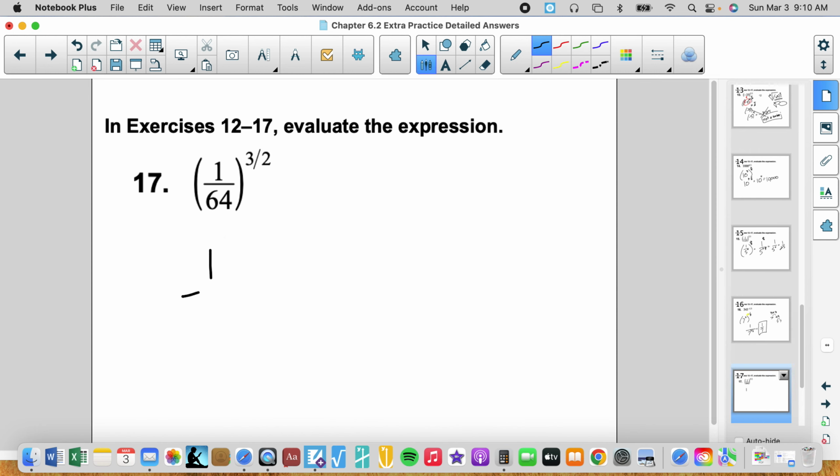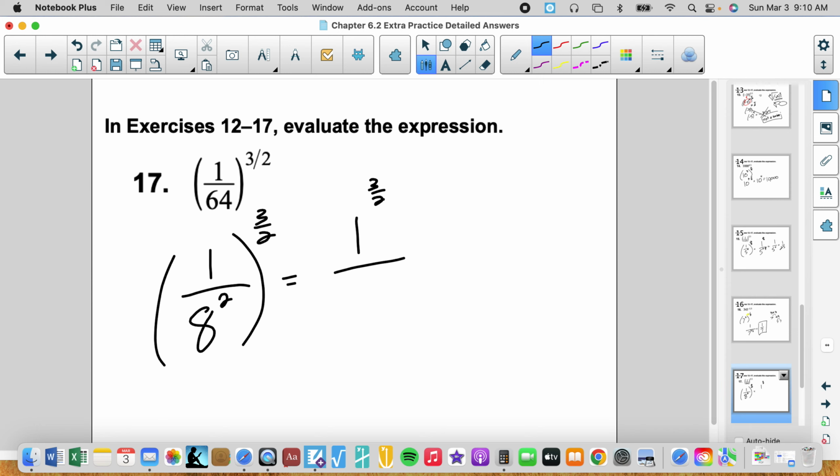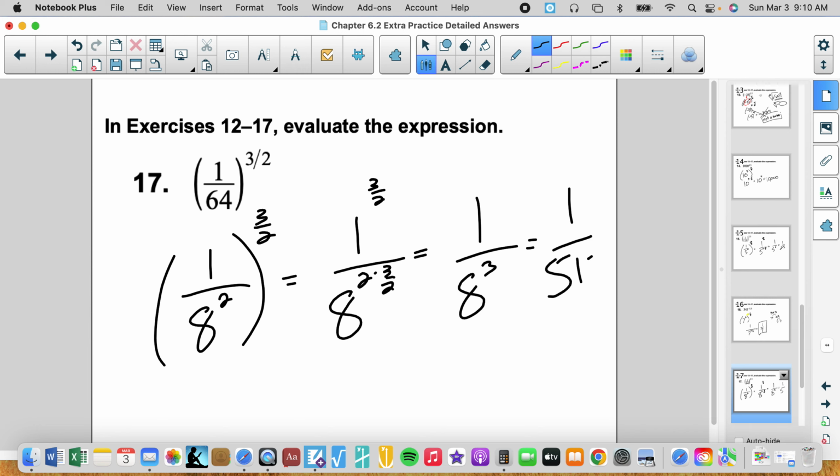That's good. So here we have 1 over 8 squared to the 3 halves. So, no, just keep it. I was going to do negative. 1 to the 3 halves, we're distributing it out. 8 to the 2 times 3 halves, which equals 1 over 8 to the 3rd, which is a really big number. 1 over 512.